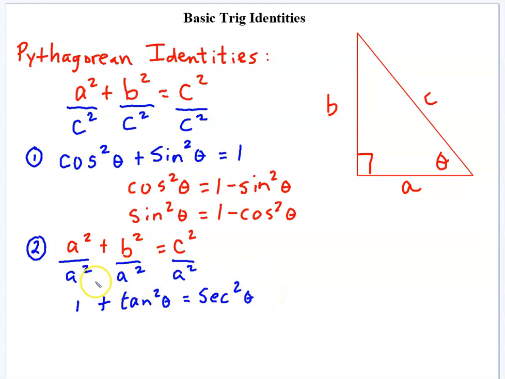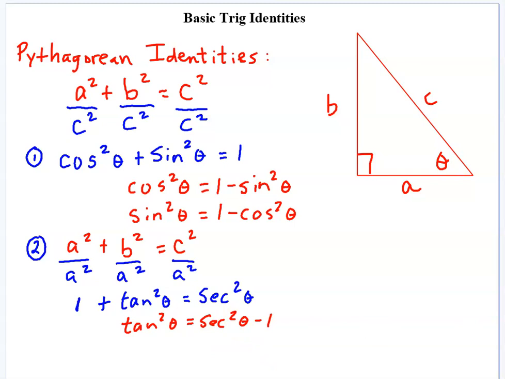Okay, and so that's another Pythagorean identity. We'll call this number 2. And then, of course, it's already solved for secant squared, but if you wanted to solve for tangent squared, you would just subtract 1, just like we did up here. So we can go ahead and just say that tangent squared theta is the same thing as secant squared theta minus 1.